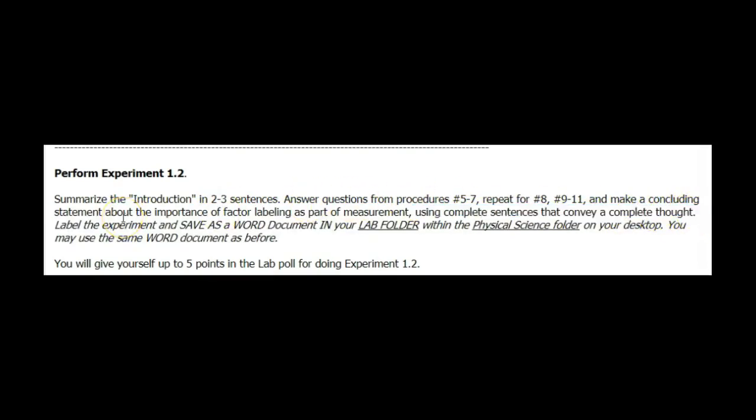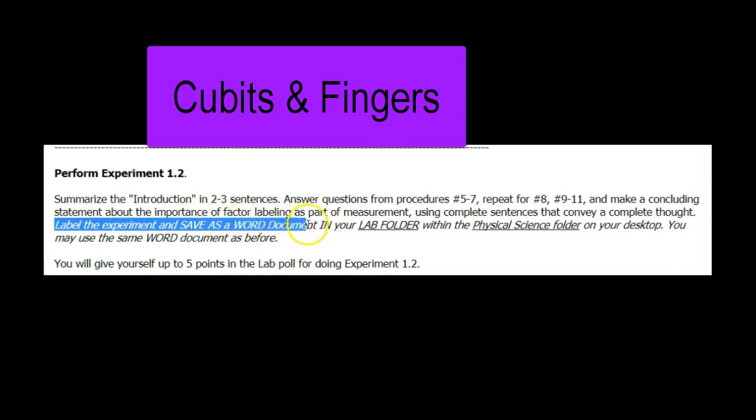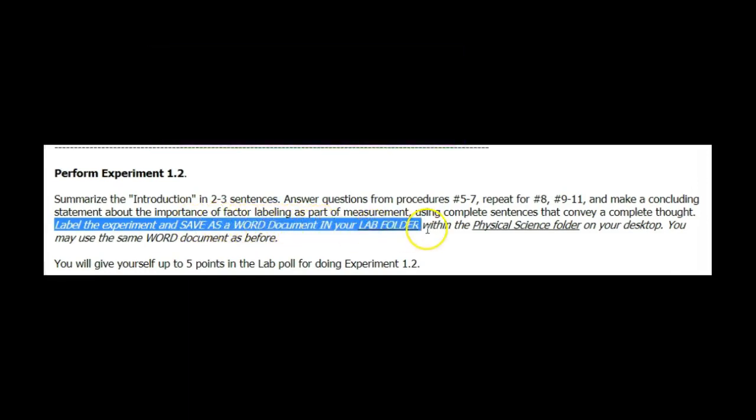Once you complete the lab, you will then label the experiment as experiment 1.2, cubits and fingers, and you will save it as a Word document in your lab folder within the physical science folder on your desktop, which we made in week 1. You can use the same Word document you used for last week if you want to.